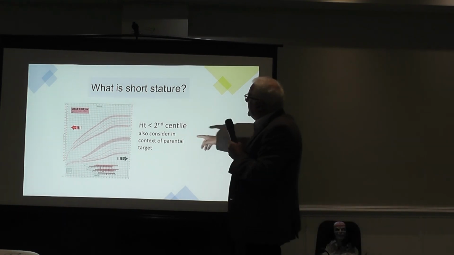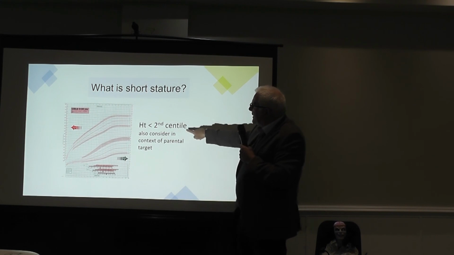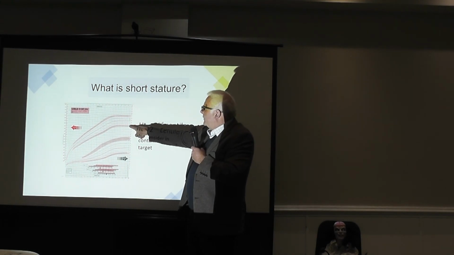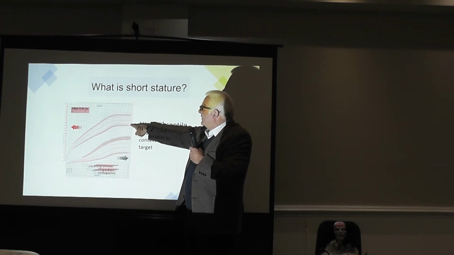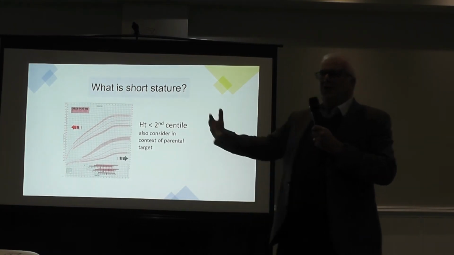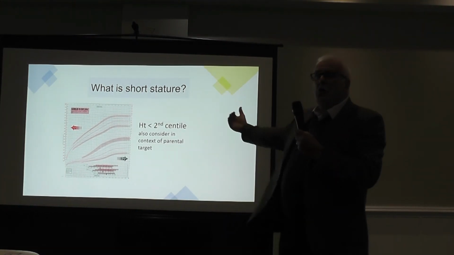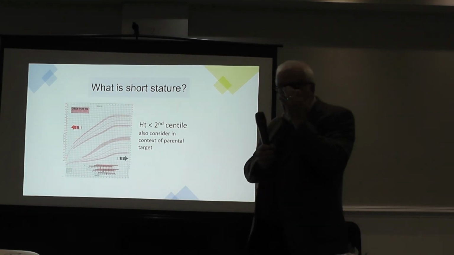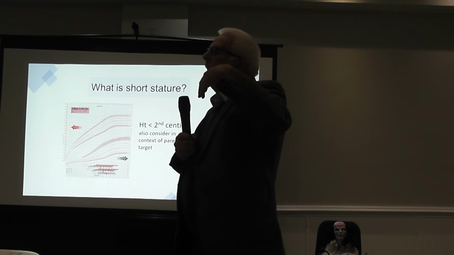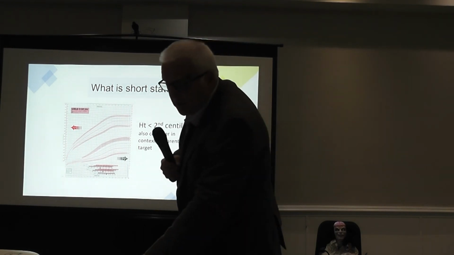You also need, like I showed on the previous one, to consider height in the context of parental target. So if you've got a child who's in the lower centiles and their parents are short, and as long as their parents haven't got a disorder, then actually they're normal for their parents. And that helps us in our decision making about how intensively we'd investigate the growth disorder.